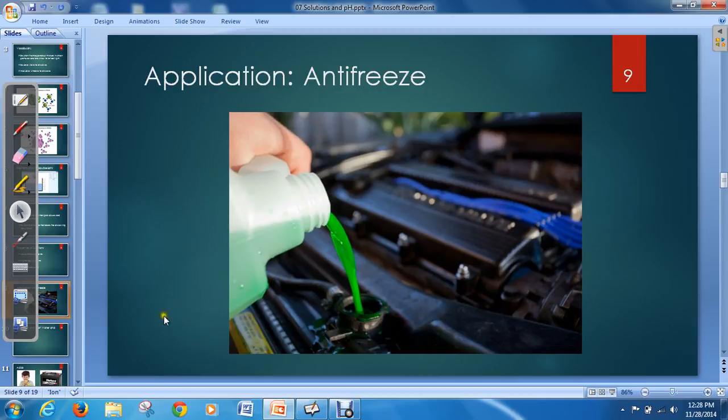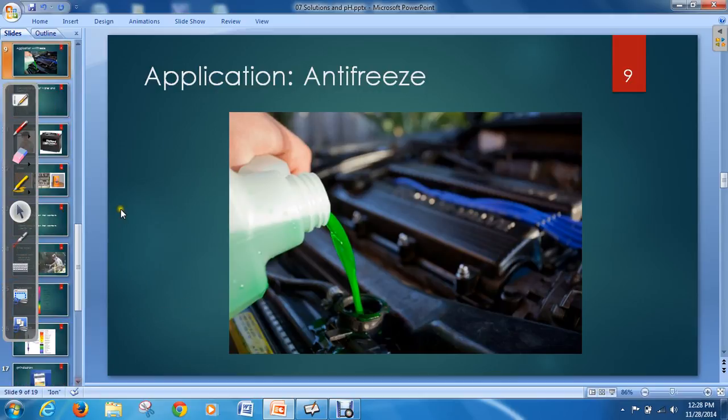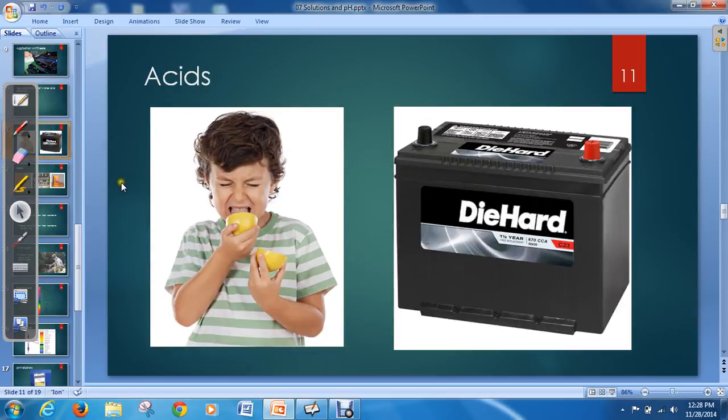All right, so you're probably wondering why we are talking about all these solutions when we kind of already covered it a little while back. The reason is that it doesn't make much sense to talk about acids and bases until we've talked about solutions. So the main thing we're trying to get to is acids and bases.